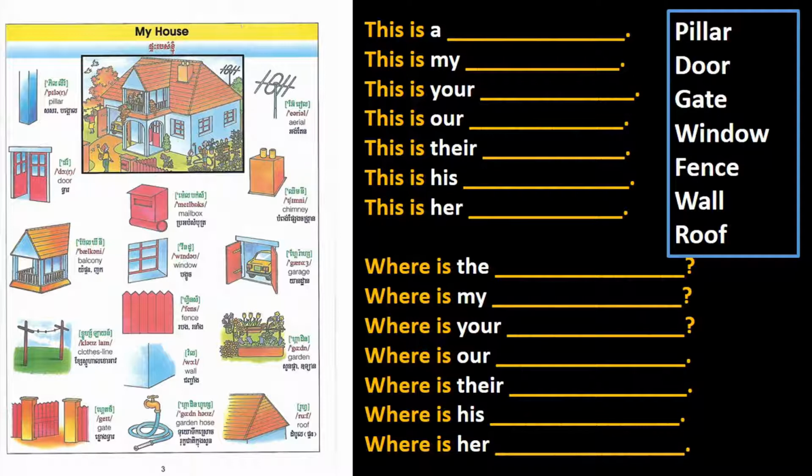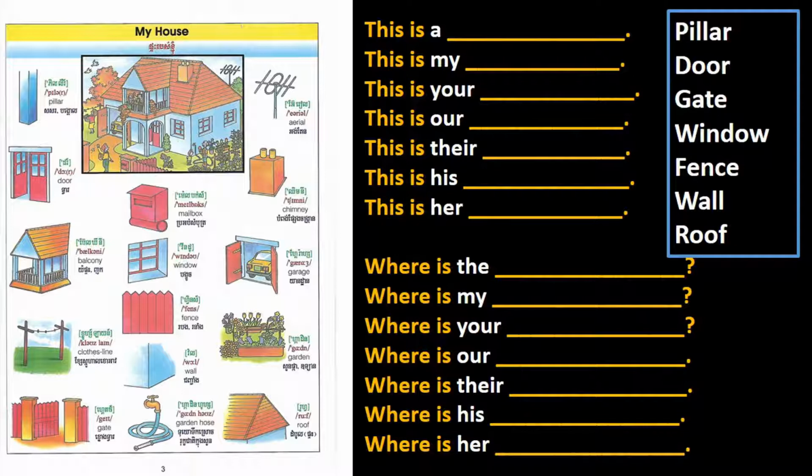Is this our pillar? Is this our door? Is this our house? Is this our telephone? Is this our car? Yes, this is our house. No, it is not our house. Is this their fence? Yes, this is their fence. No, this is not their fence.